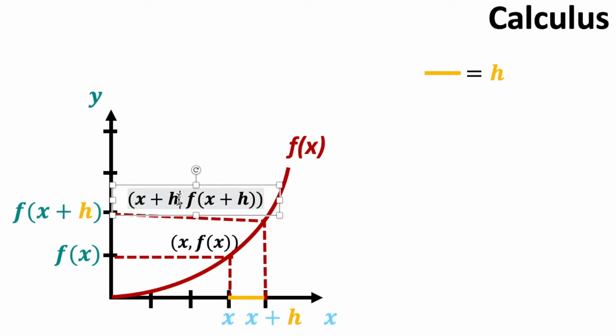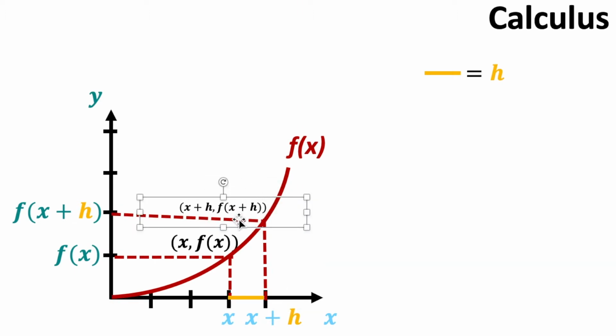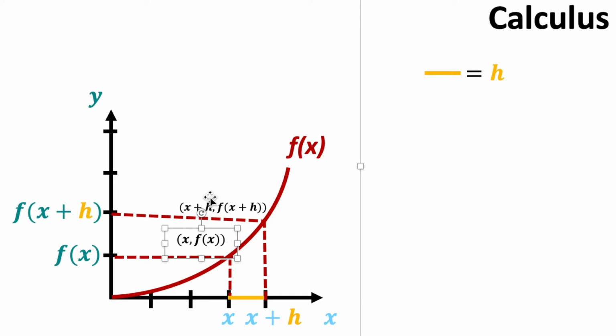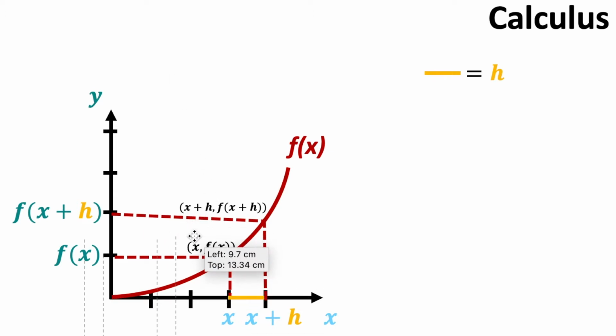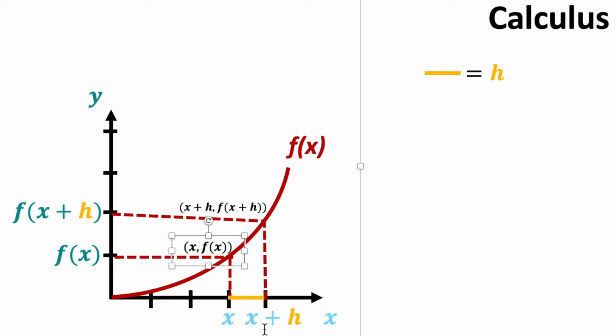But this is the answer. So here, our x value is x plus h, because this is how we named it. And then our y value is f of x plus h. So this would be the coordinates of this point here. I'm just going to make it a little smaller, because otherwise it takes up too much space. Okay, so we have our 2 points.